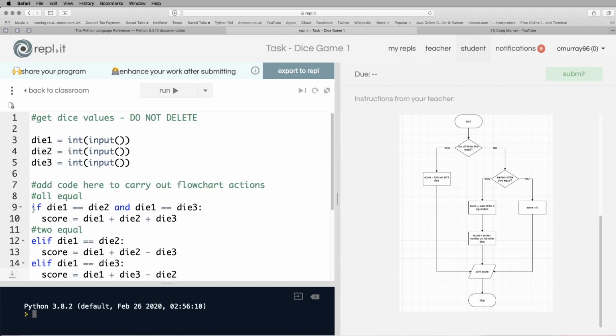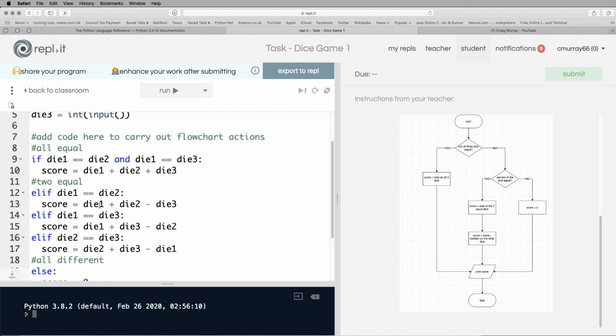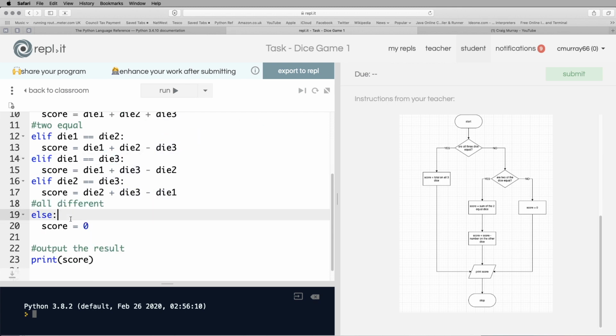So if all the dice are equal, if die 1 equals die 2 and die 1 equals die 3, then the score is equal to all of them added together. If 2 of them are equal, to identify that we compare die 1 and die 2, and then we can work out the score according to that. It's die 1 plus die 2 minus die 3. If die 1 is equal to die 3, then we do a similar equation there. If die 2 is equal to die 3, a similar equation there. Then we need this else statement, and the else statement is score is equal to 0, which is the right hand branch there. Finally, we print out the score.